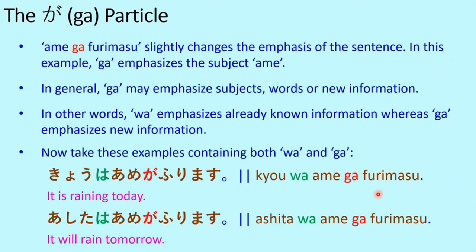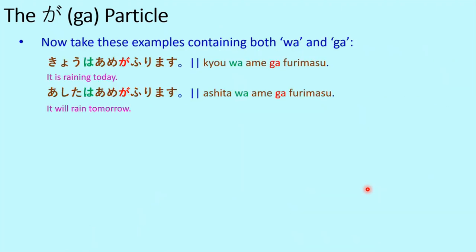So what's so special about these two examples? The specialty is that we have both wa and ga. So now, how is it decided where wa will be there and where ga will be there? So let's look at these a little more closely.